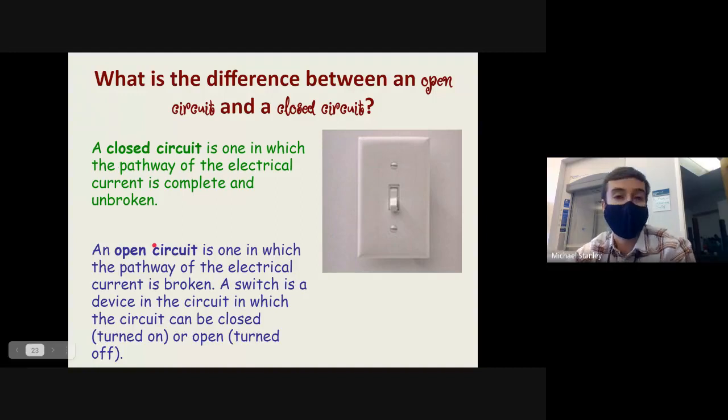An open circuit is essentially a dead circuit. It's one where electricity is not flowing because the electric current path is broken somehow. Ideally, it's open because you set it that way, right? When the light in your house is off, that's because your little light switch is an open part of the circuit.